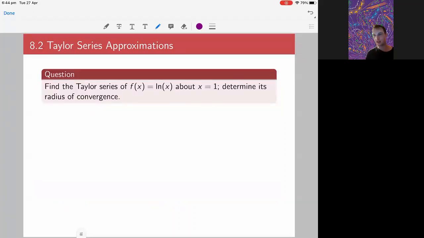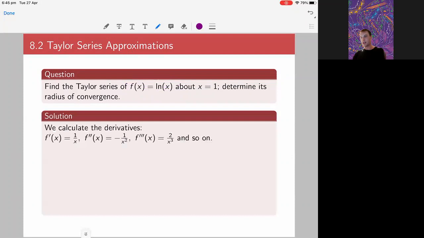The first example we're going to look at is a nice function, f of x equals log of x. We're going to look at the Taylor series about the point x equals 1, and we're going to find its radius of convergence. I think this is a great question to start off with, because the logarithm function is quite difficult to define, and it's really difficult to work out what it actually looks like. Finding the Taylor series can actually help us to work out what the original logarithm function actually looks like. All right, let's get started.